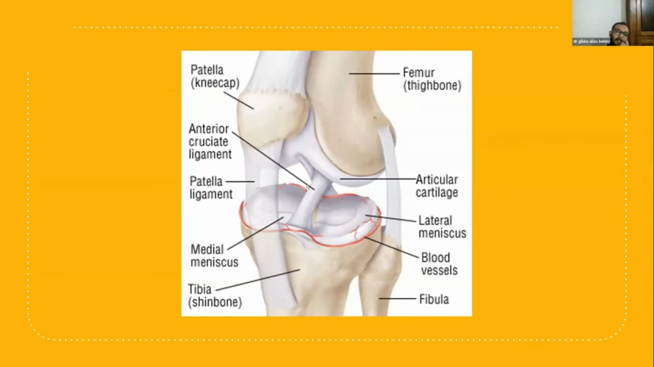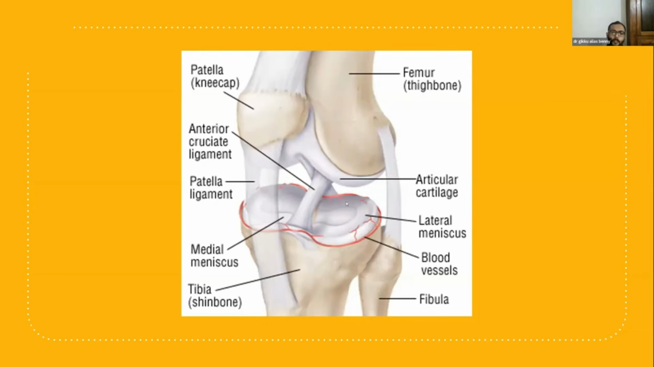And when compared to ACL and PCL, here we can see that the anterior cruciate ligament is attached to the anterior tibial plateau and towards the lateral femoral condyle. But here we can see the posterior cruciate, which is situated posteriorly and is attached to the posterior tibial plateau and towards the medial femoral condyle. It is cross-shaped, so it is known as cruciate. ACL is attached to the anterior tibial plateau and towards the lateral femoral condyle, and PCL is attached to the posterior tibial plateau and towards the medial femoral condyle.